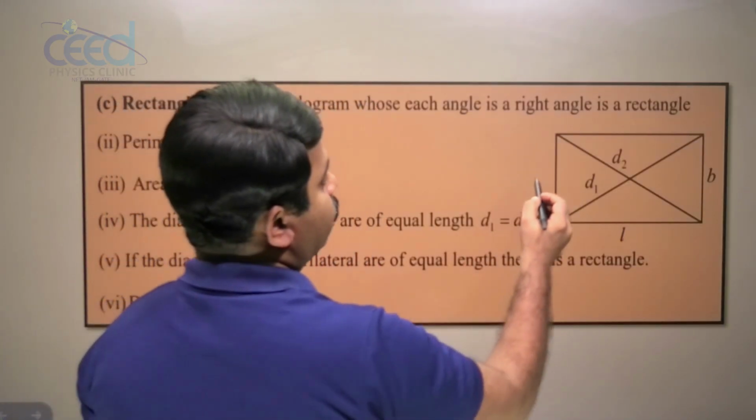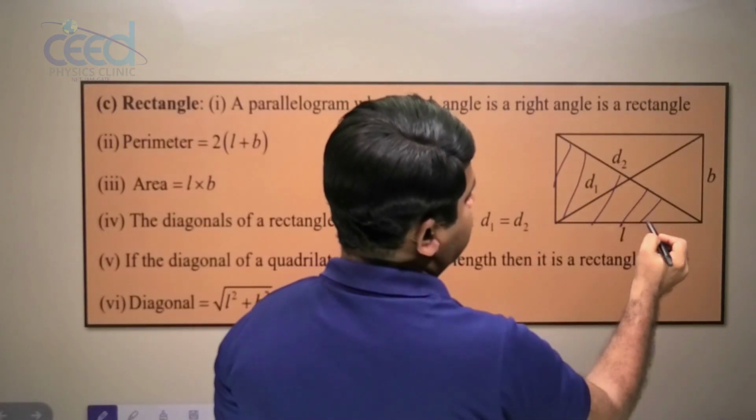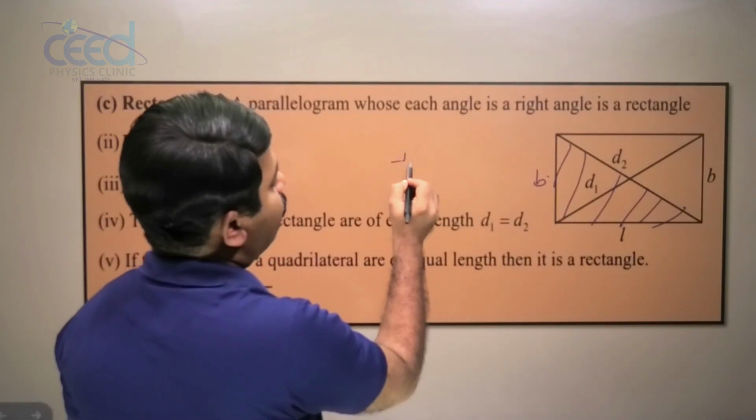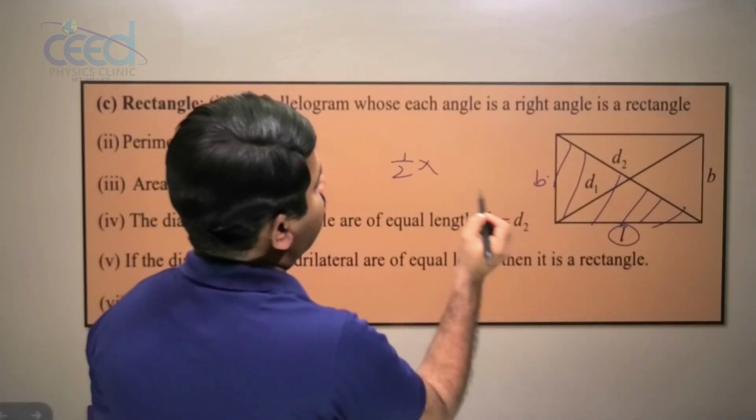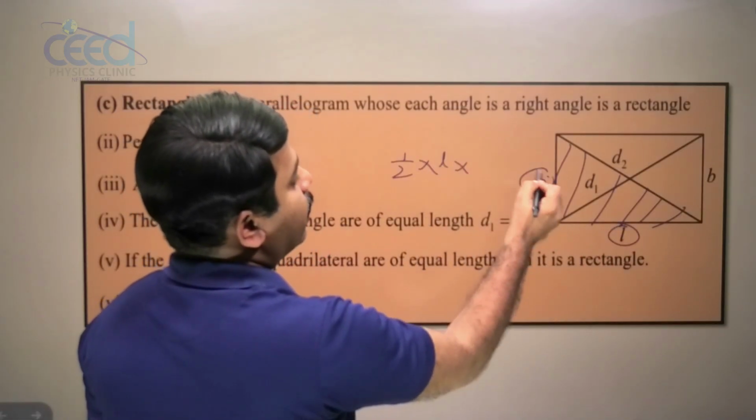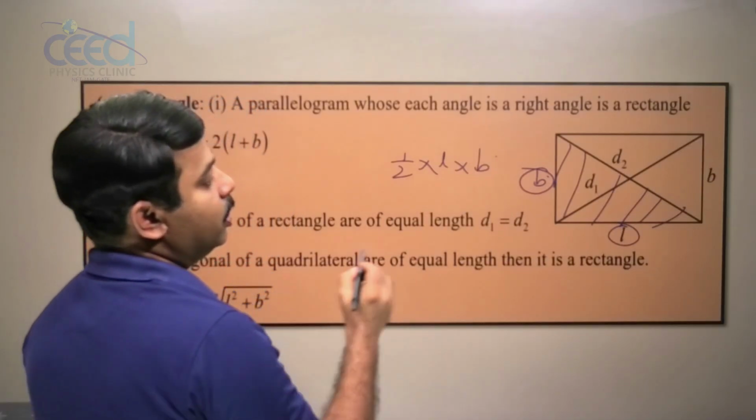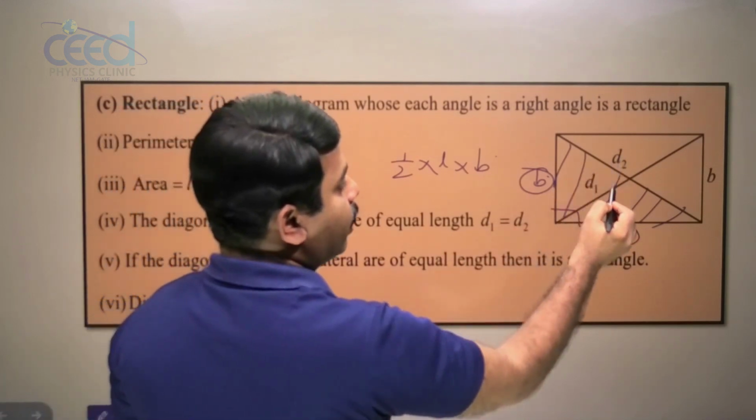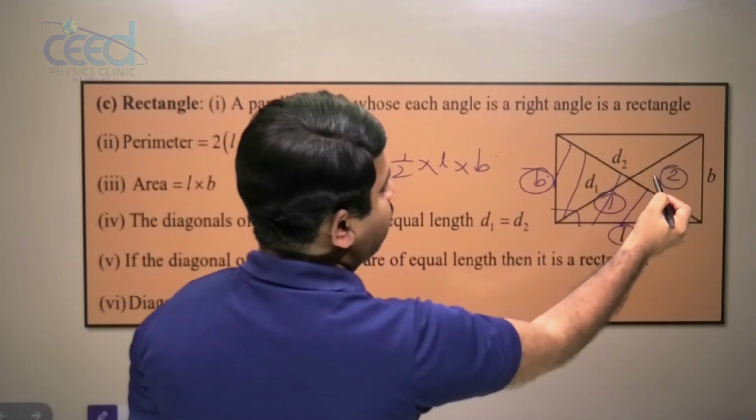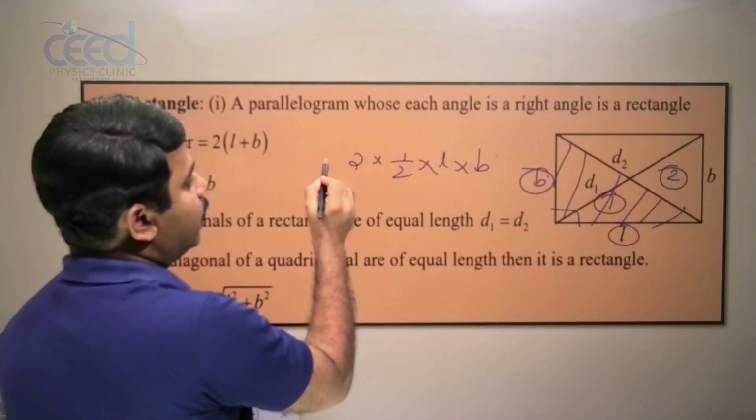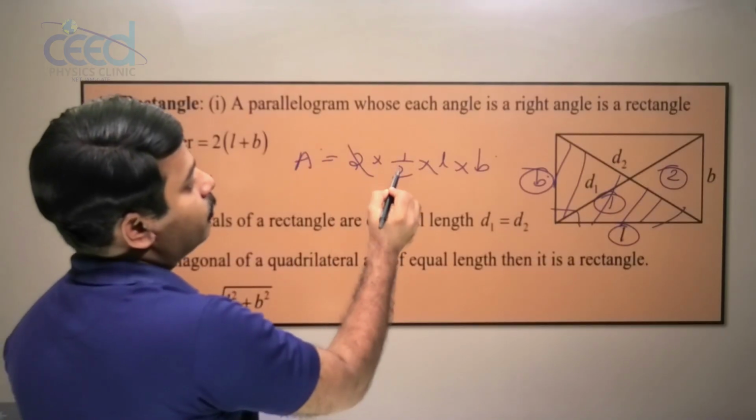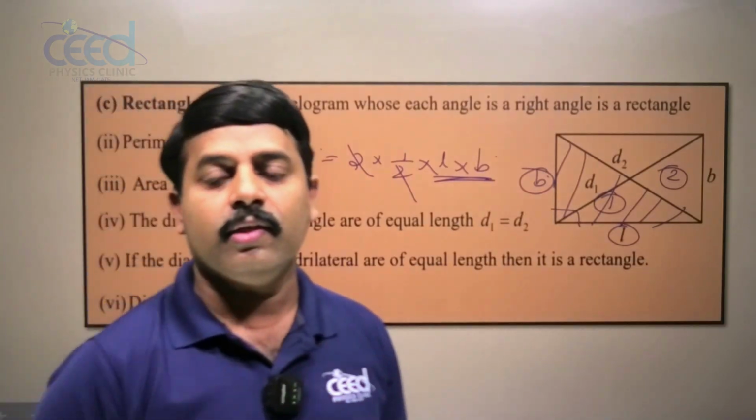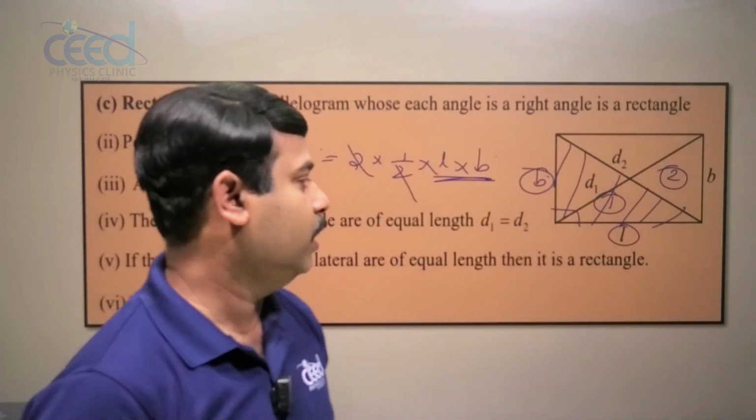Now the area is length into breadth. Here also you have two triangles. This is one triangle, and its area is half into base L into height B, since it is perpendicular, so we can take this as the height. Similarly this is the first triangle and this is the second triangle, so multiplying by 2 gives the total area. For a rectangle, the area is length into breadth.